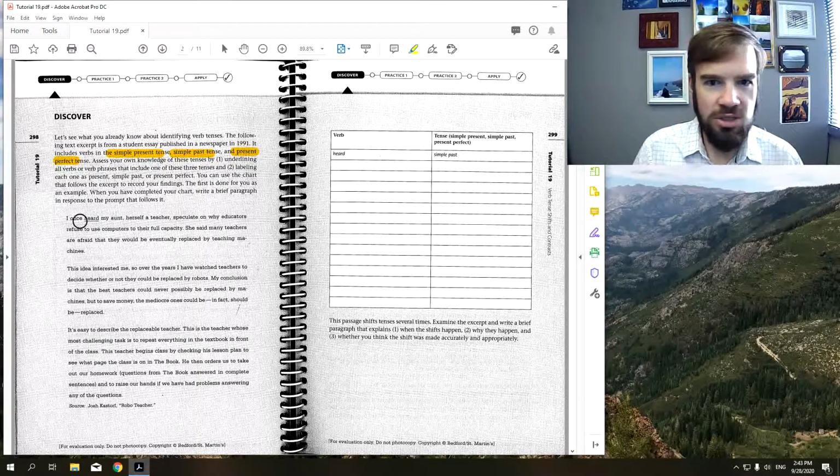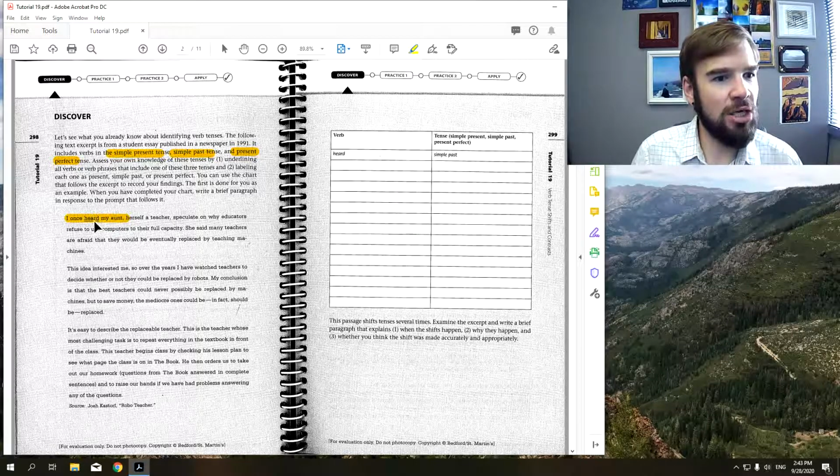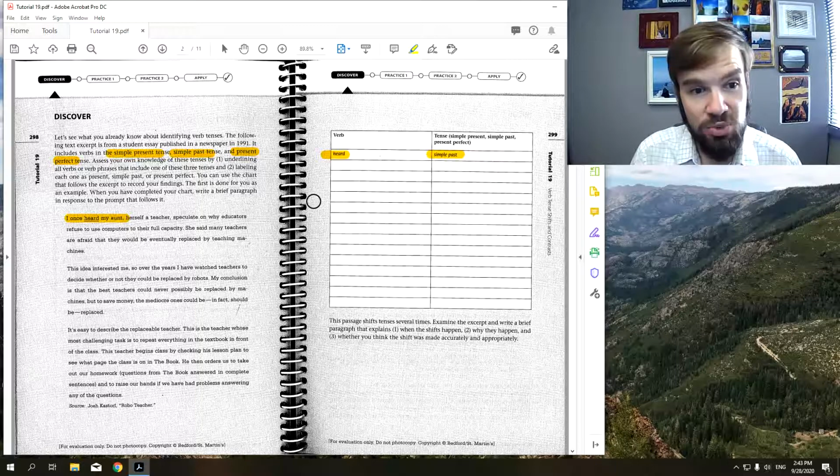So again, here's the first sentence, and we'll look at the chart over here. So I once heard my aunt, herself a teacher, speculate on why educators refuse to use computers to their full capacity. Here, Professor Ferris has underlined heard, and she identifies it here in the chart, heard, and tells us that it's the simple past.